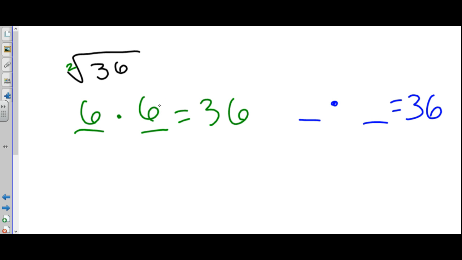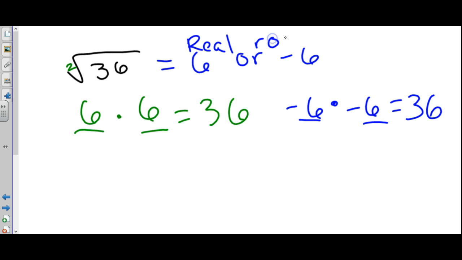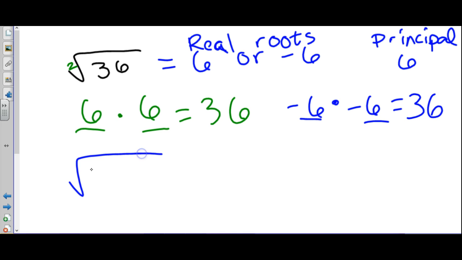First, if you did 6 times 6, that gives you 36. If you do negative 6 times negative 6, that also gives you positive 36. So there's really two answers here, 6 or negative 6. These are called the real roots of this number. Now they may ask you for something called the principal root. The principal root would be the positive answer only, just a positive 6. So let's look at one more problem.